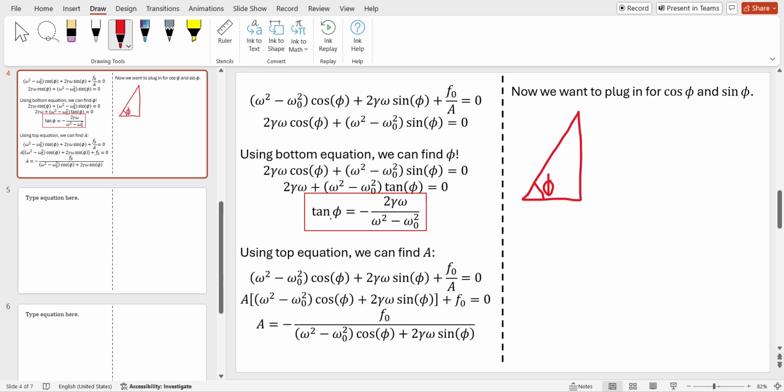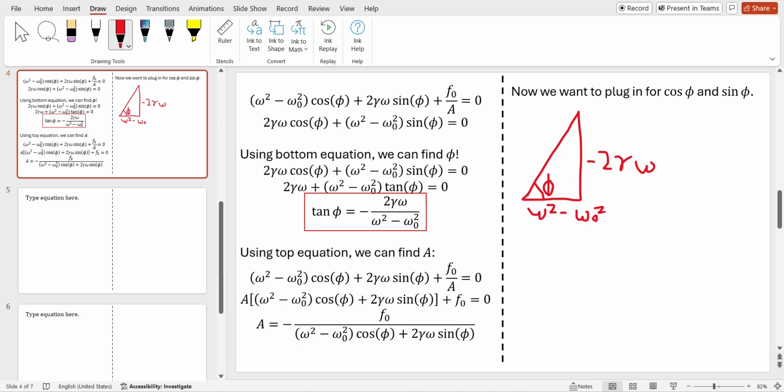So in order to get what we found over there, we can write the opposite as minus 2 gamma omega, and the adjacent as omega squared minus omega naught squared. That's what I'm going to do, and that's what I'm probably talking about there. Minus 2 gamma omega, and I'm writing it very slowly because I'm using my mouse. It's awful. Okay, you guys get the point.